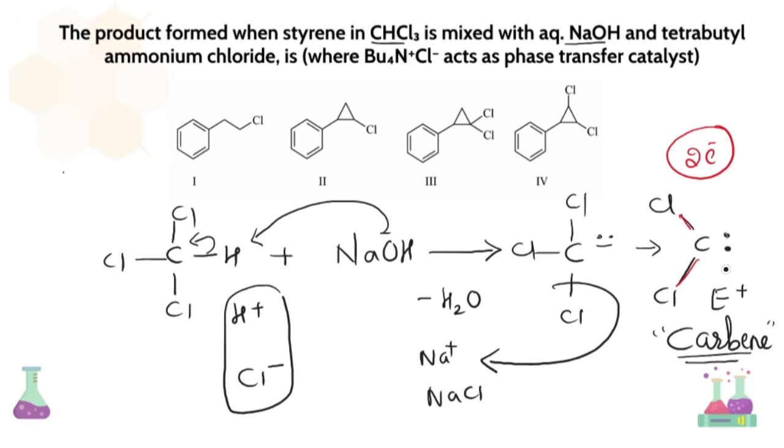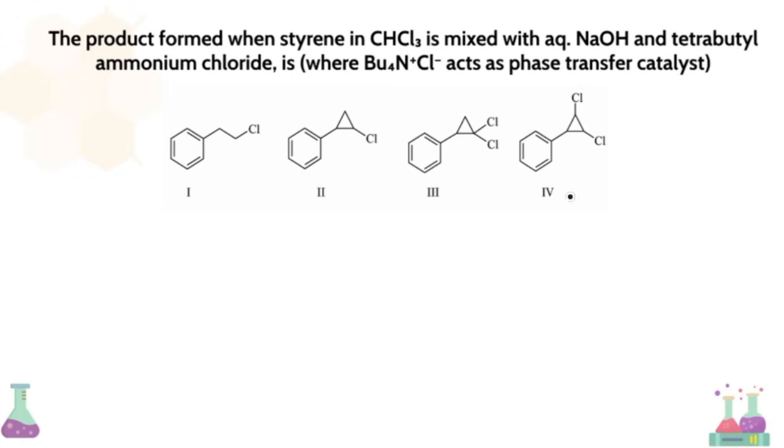Now, how is this carbene going to react with the styrene? So what is the structure of styrene? From the options also you can make out that styrene will have a benzene ring and there are 2 carbons. So it is nothing but phenylethene. The common name is styrene. That's why it's important to know the common names as well as IUPAC names for the molecule.